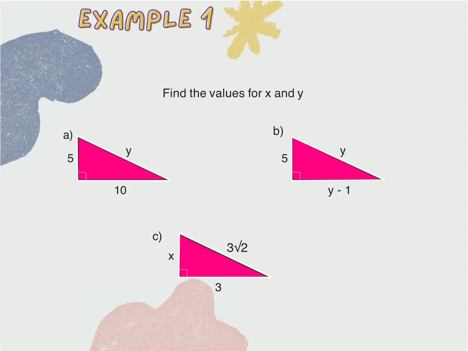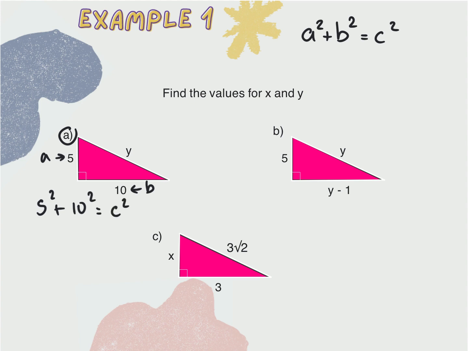Now, for these examples, they want us to find x and y. Now remember, we're going to use the Pythagorean theorem, a squared plus b squared equals c squared. For example a, this is one leg and this is the other. So I'm going to plug this as a and this as b. So I'm going to get 5 squared plus 10 squared equals c squared. So this is going to simplify to 25 plus 100 equals c squared. This is 125 is equal to c squared.